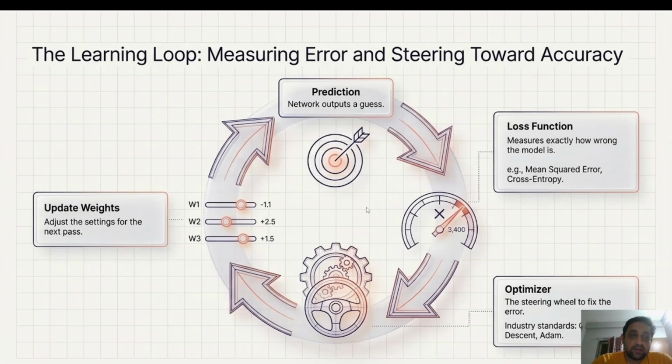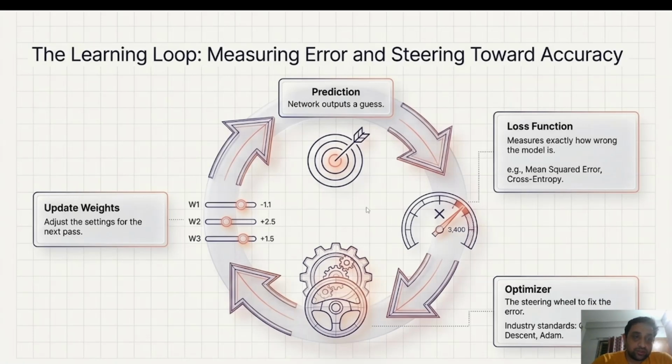Step 3, optimizer. The optimizer is the engine that uses the error measurement to figure out which direction to adjust every weight in the network. The most fundamental optimizer is gradient descent. It calculates the slope of the error and nudges every weight slightly downhill towards lower error. Modern variants like Adam are smarter and faster. Step 4, update weights. All weights across the network are adjusted slightly. Then the loop repeats with the next batch of training data.